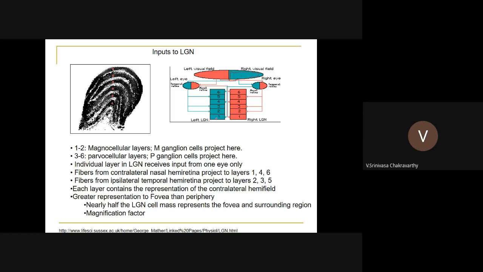So if you look at all 6 layers, they already have all the information from the right visual field. Okay, 3 from the right eye and 3 from the left. It's a really beautiful organization. So similarly, there's a mirroring of the same pattern on the right LGN.